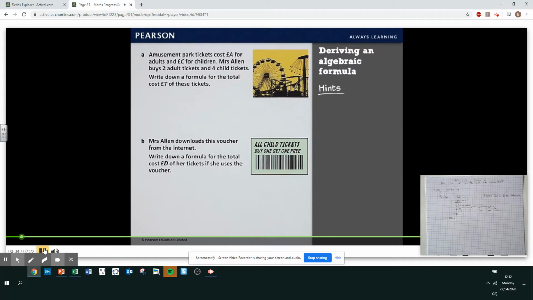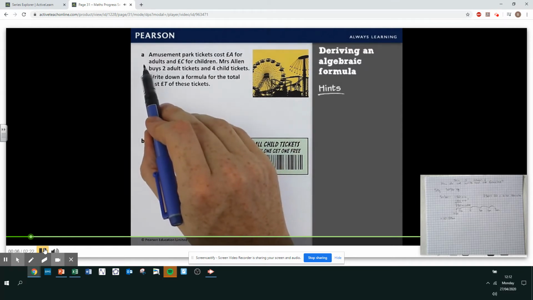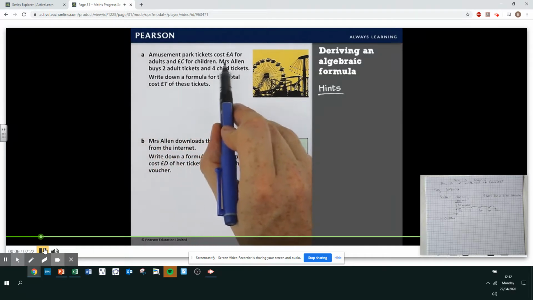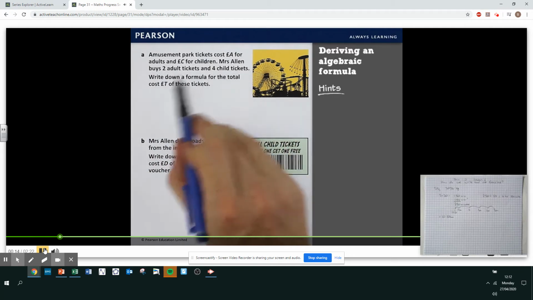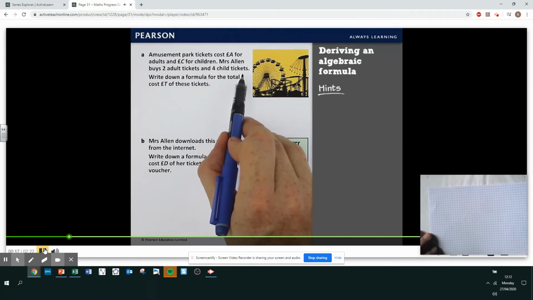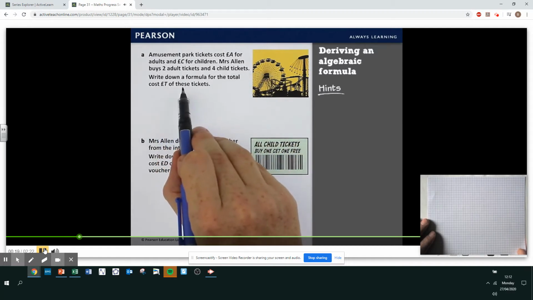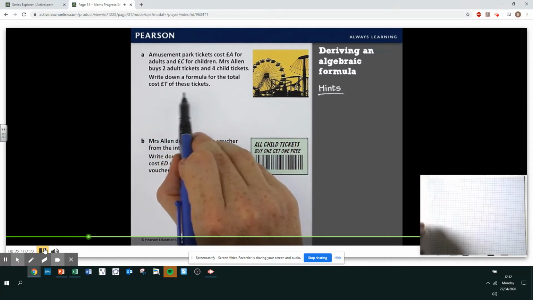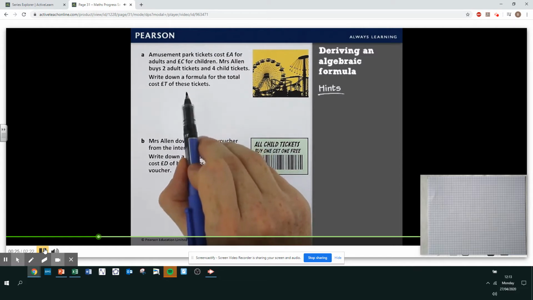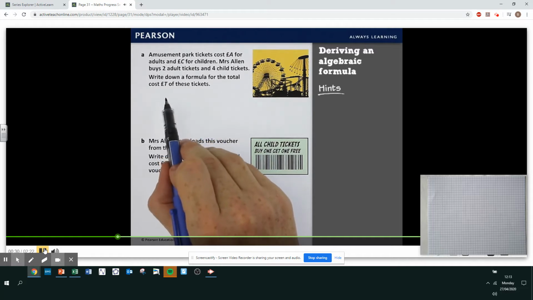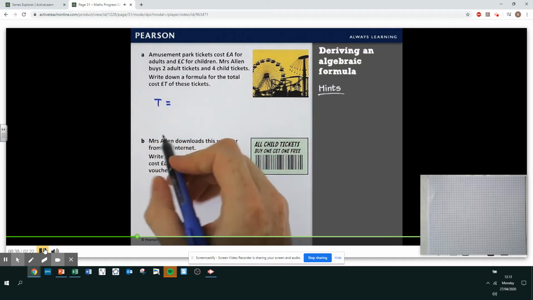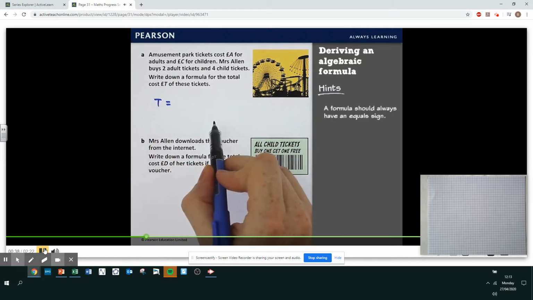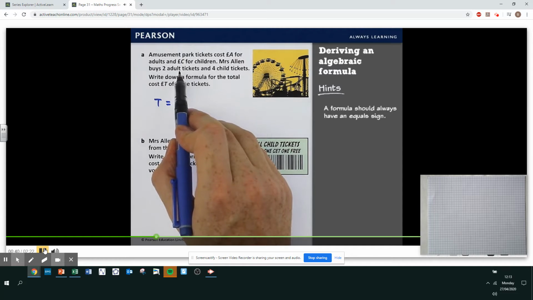Deriving an algebraic formula. Part A. Amusement park tickets cost £A for adults and £C for children. Mrs. Allen buys 2 adult tickets and 4 child tickets. Write down a formula for the total cost £T of these tickets. You need to use the information given in the question to write a formula. T will be the subject of the formula, so start by writing T equals. The right-hand side of your formula will use A and C.